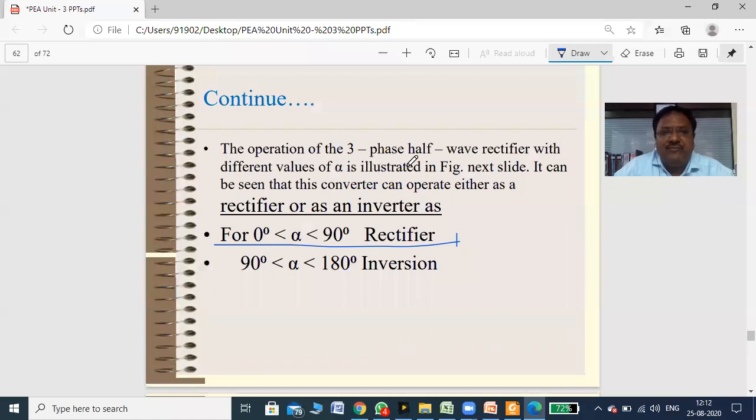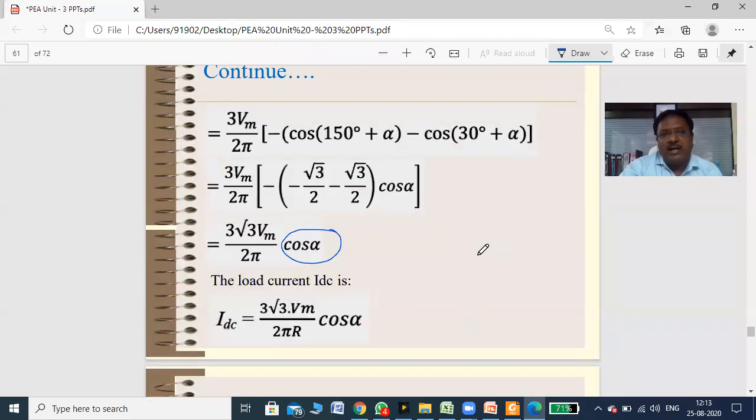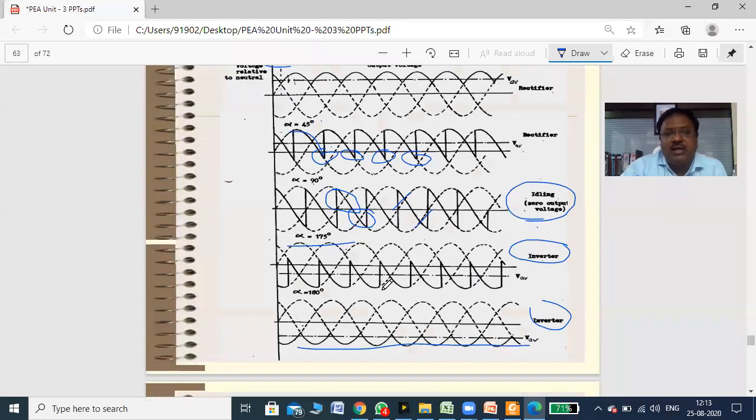The operation of a three-phase half-wave rectifier with different values of alpha is illustrated in a figure. Next slide. It can be seen that this converter can operate either as a rectifier or as an inverter. When the load feeds energy to the supply, that operation is called inverting or inversion operation, right? And it happens if alpha is greater than 90. At 90, the output is 0, no positive voltage or negative voltage.